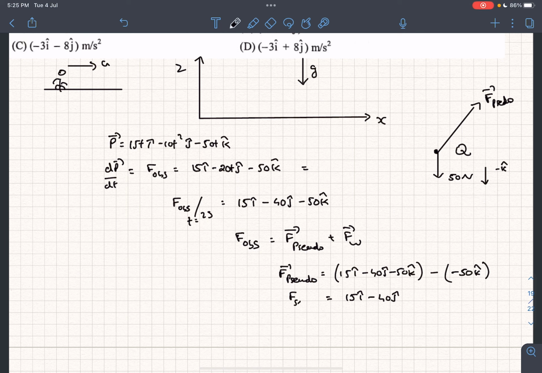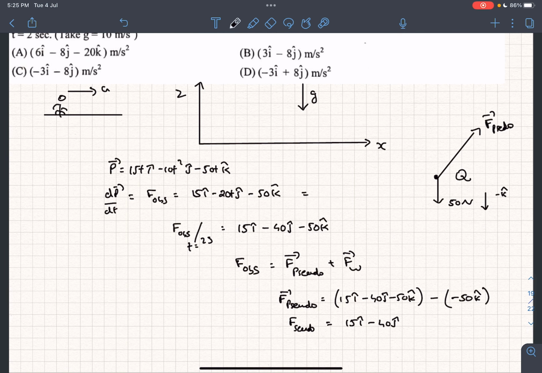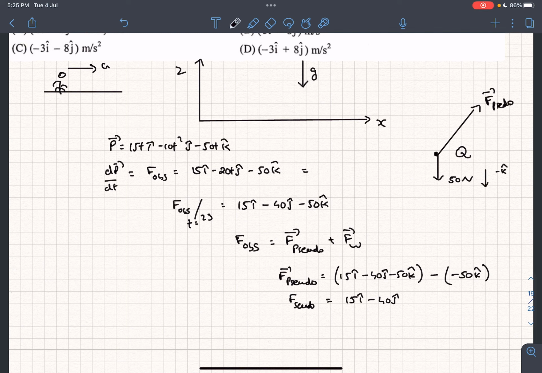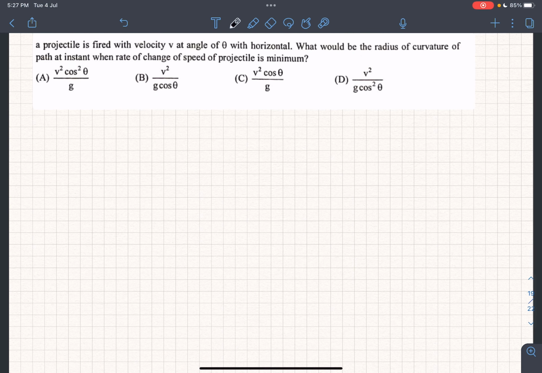So from here we'll get the pseudo force to be 15 i cap minus 40 j cap. Now the magnitude of pseudo force is the mass of the particle Q, which is 5, times the acceleration of the trolley in which the man is traveling, and this would be 15i minus 40j. And from here, the acceleration of the trolley is 3i cap minus 8j cap, that would be option B. Moving on to the next problem.